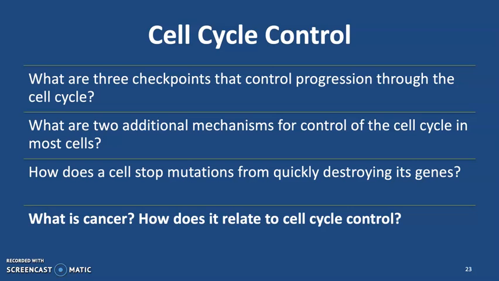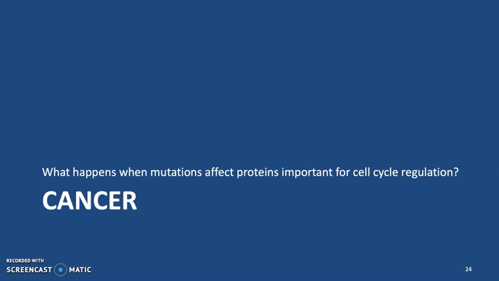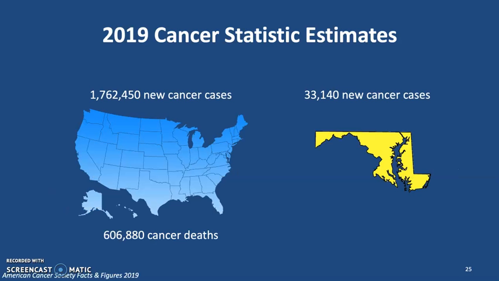But I am going to continue on, and we're going to talk about cancer, because that's what happens when there are errors in the genes regulating the cell cycle. Cancer is actually not a single disease. It is a collection of hundreds of diseases. What connects all of them is that they all have to do with cell cycle regulation. We can see it's a huge deal.